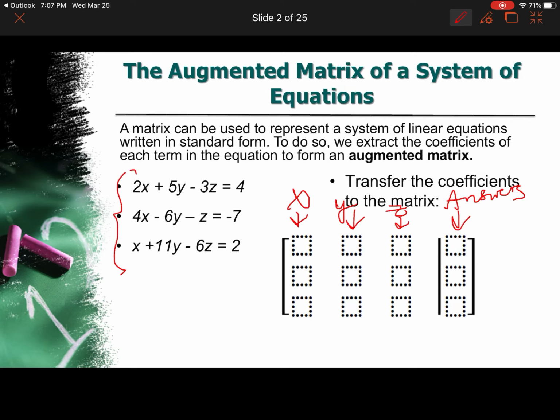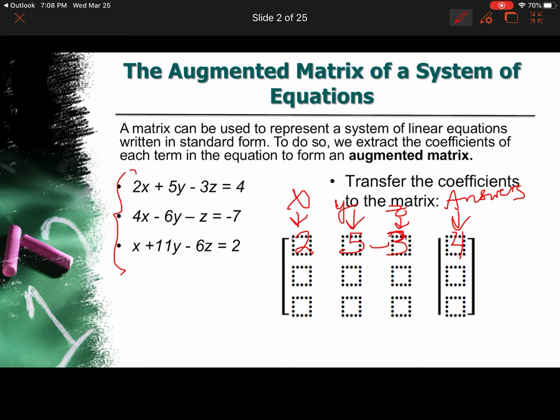Okay, now in order for this to work, of course, they would have to be in kind of a standard order. So they have to be written as the x term, and then the y term, and then the z term, and then the answer. All right, so we just put each one over. So this is a 2, a 5, -3, and a 4. I hope that you can read those numbers okay.